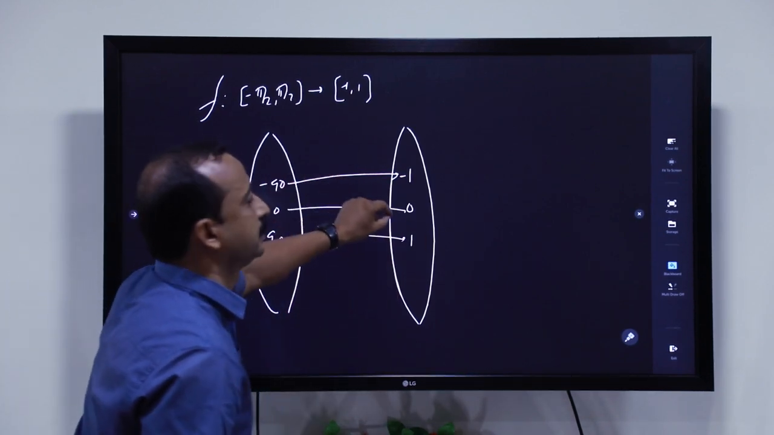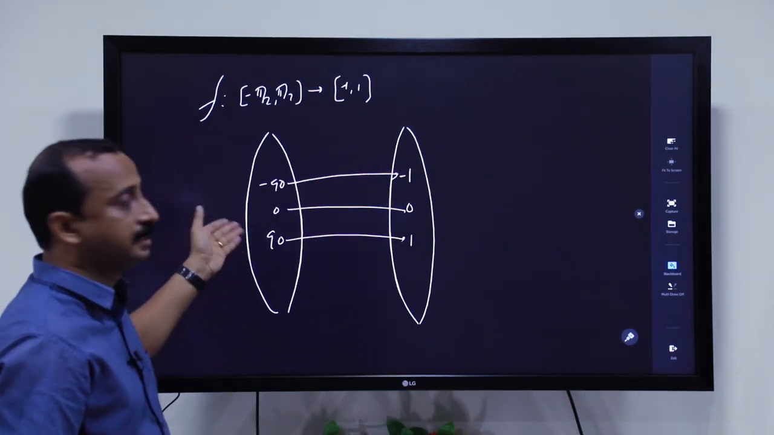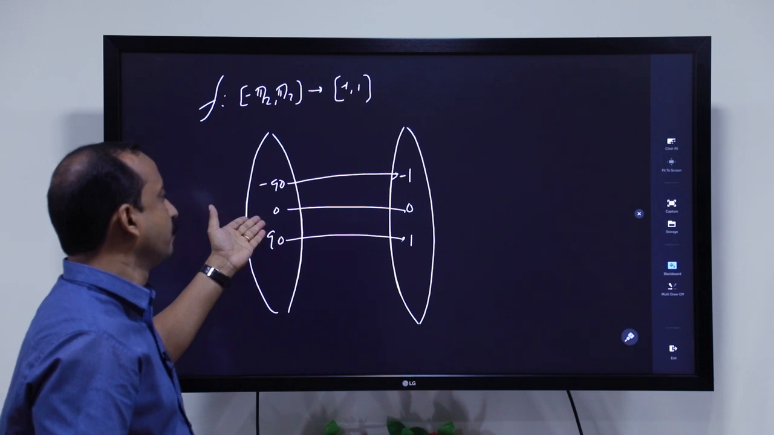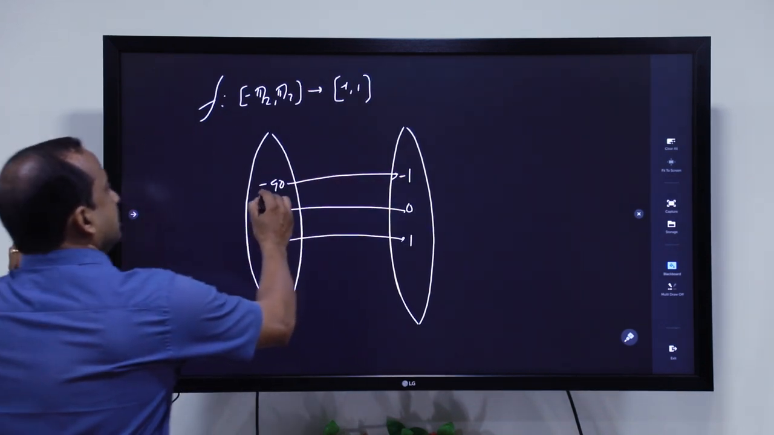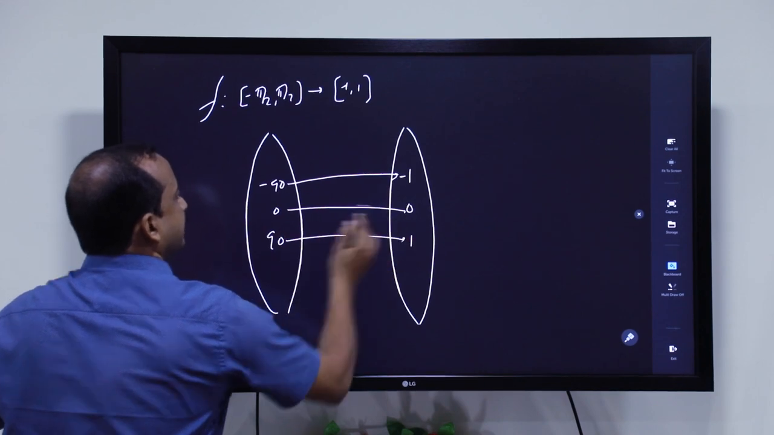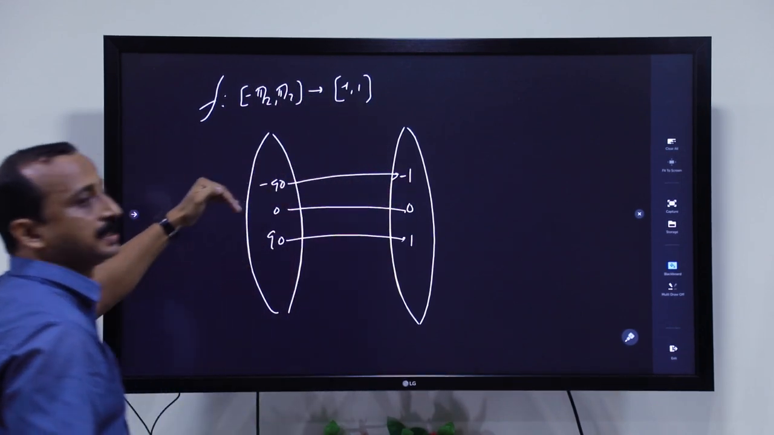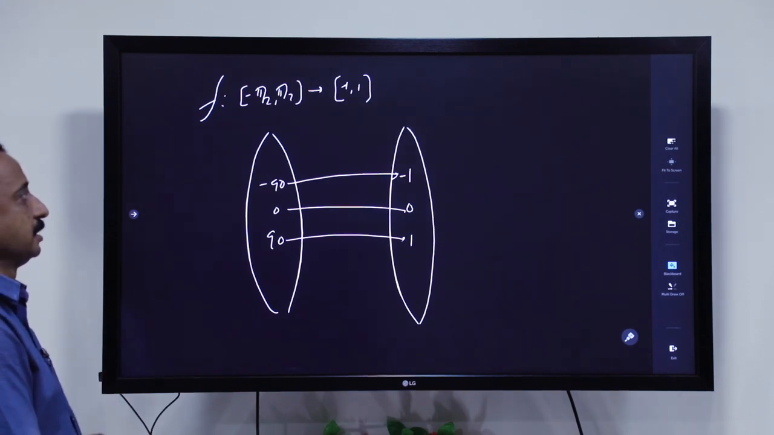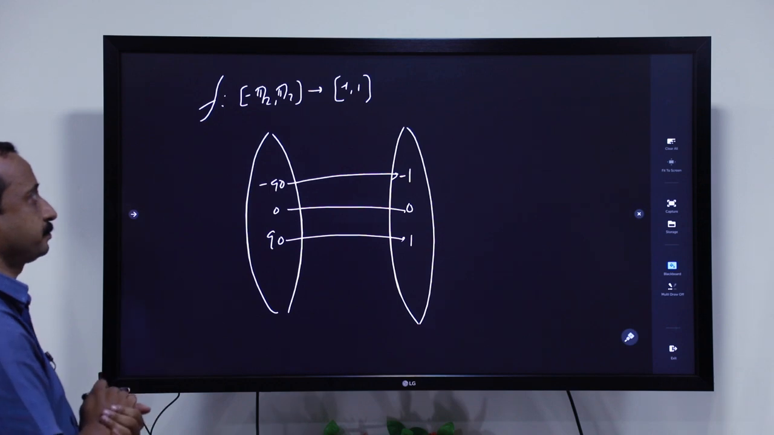For each degree value we get images that must be lying between minus 1 and 1. Suppose we take 30 degrees, the answer is 1 by 2, 45 is 1 by root 2, 60 is root 3 by 2, etc. That is, different elements have different images, and each element of the second set has at least one pre-image in the first set. That means clearly this function is 1-1 and onto.